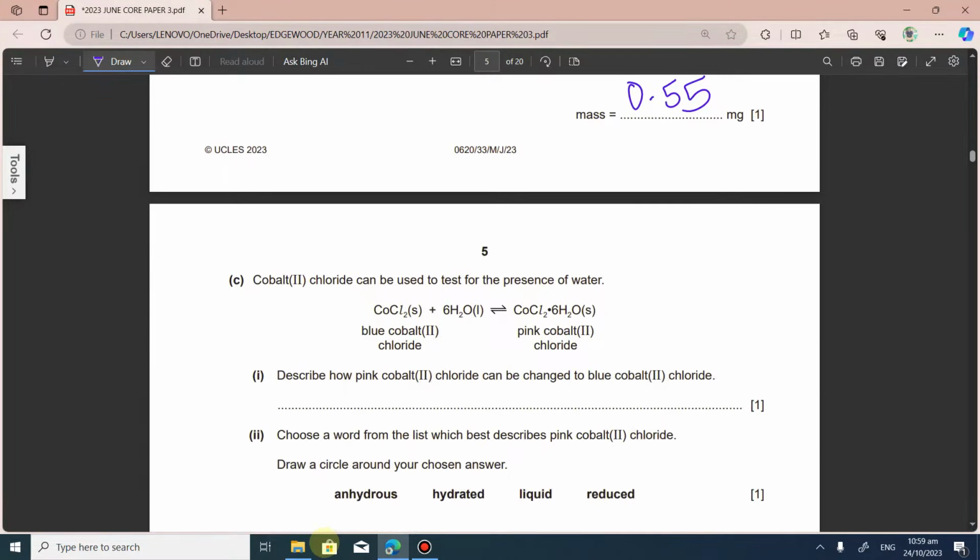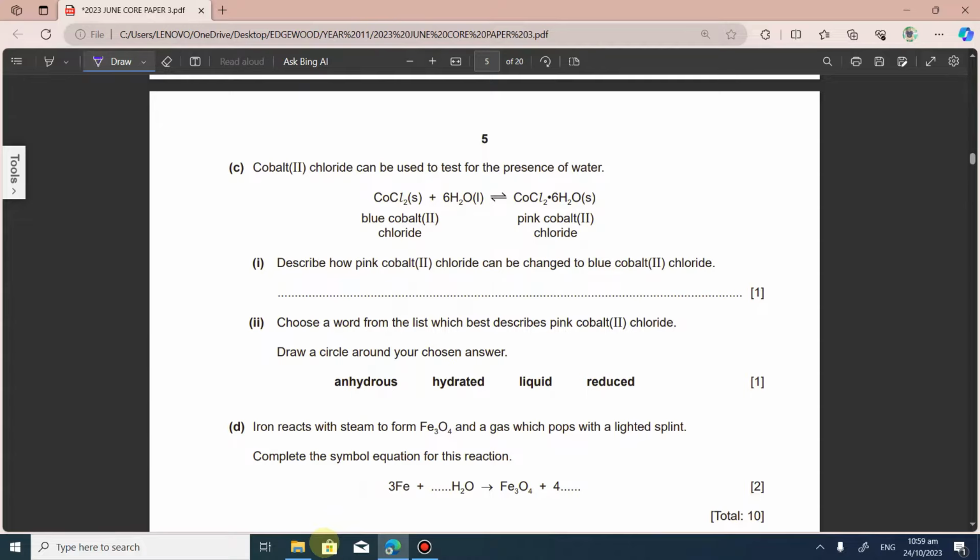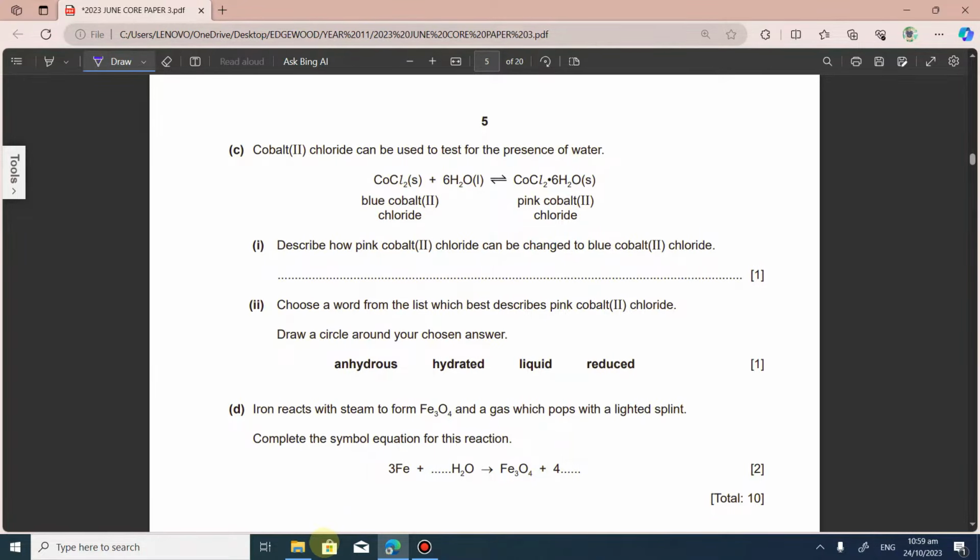Moving forward, cobalt 2 chloride can be used to test for the presence of water. This is how we test for the presence of water. You use blue cobalt 2 chloride, which is dry, and on addition of water, it changes from blue to pink, and it is a reversible reaction. That's why we have this reversible arrow here.